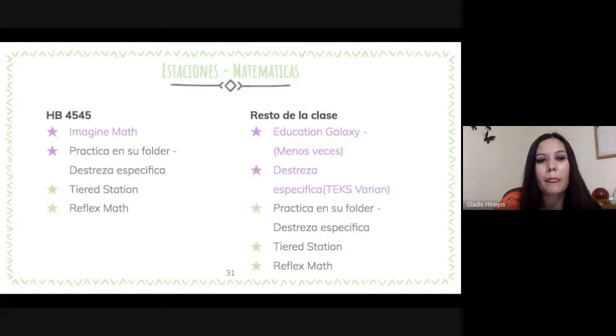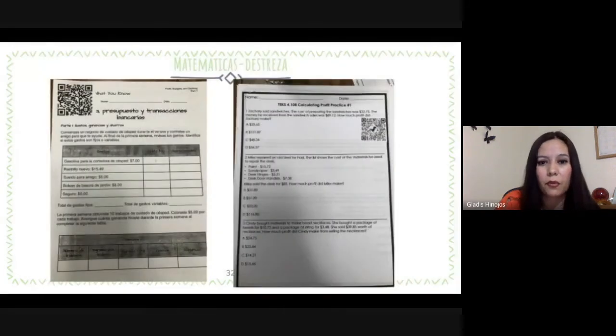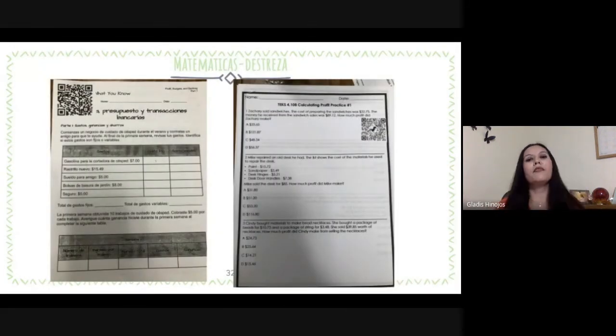I'm going to explain a little bit too. I'm not going to go into a lot of depth, but I'm going to explain how I do the HB 4545 and what the rest of my class is doing. Education Galaxy, who gets to do Imagine Math more often, and how they get to practice that skill on that folder. So this is where I differentiate. If you can see, I have 2 groups in math, right? That's the skill that we were practicing for this week.